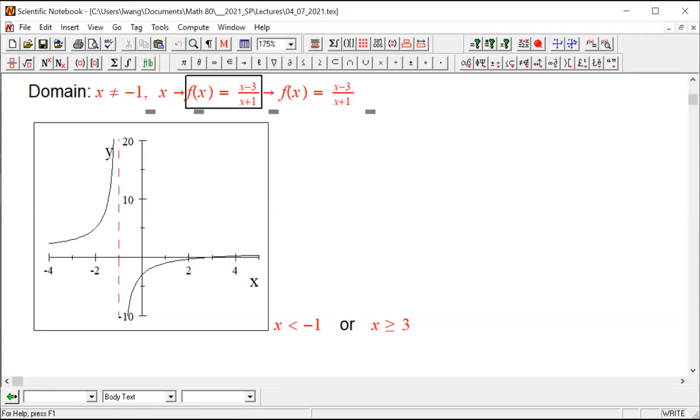So let's look at number 9 and number 12. Are you ready? Let's do number 9 first. Okay, number 9, I want everybody to be involved.